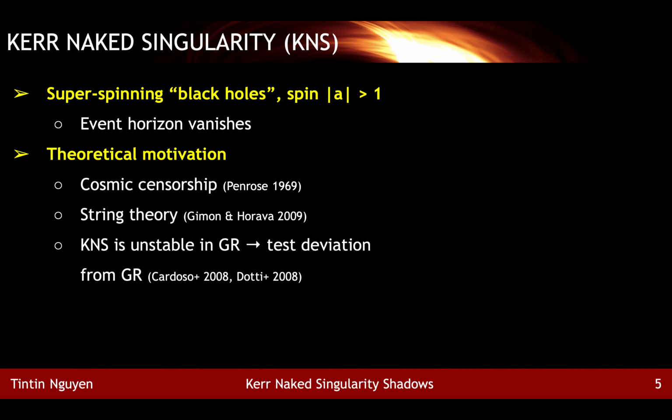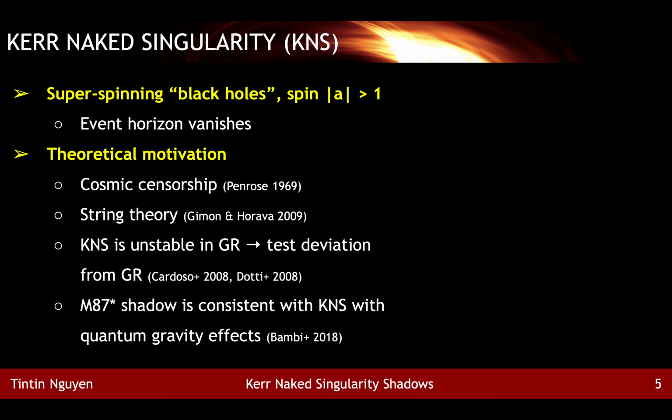Other studies have shown that Kerr naked singularities, or let me call them KNS for short, are unstable in GR. So if we are able to detect KNS in nature, it will provide us with a test of deviation from GR. And also, a recent paper showed that the shadow of M87, one of the two black hole images, is consistent with KNS when the authors try to prescribe some quantum gravity effects.